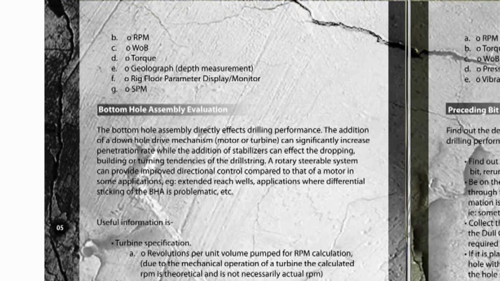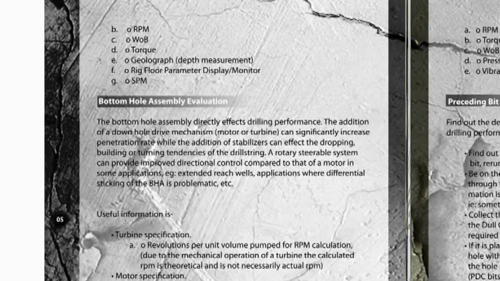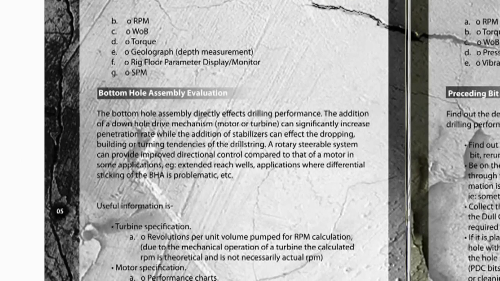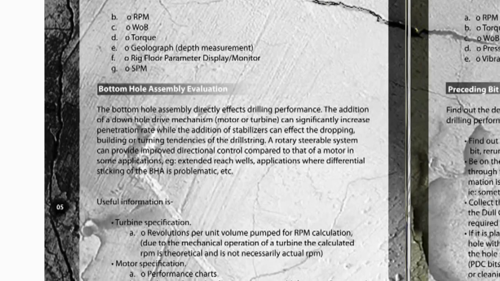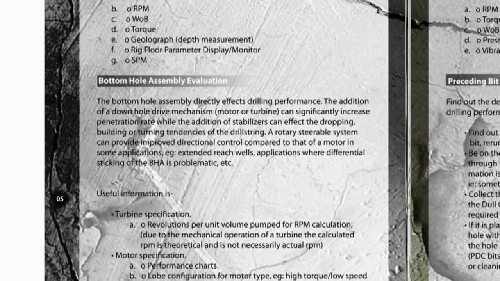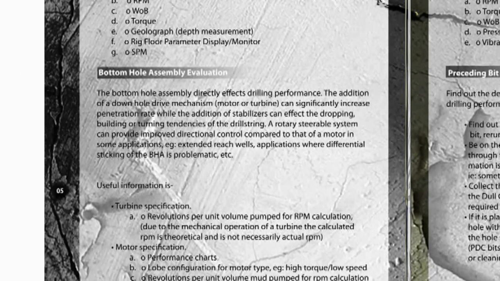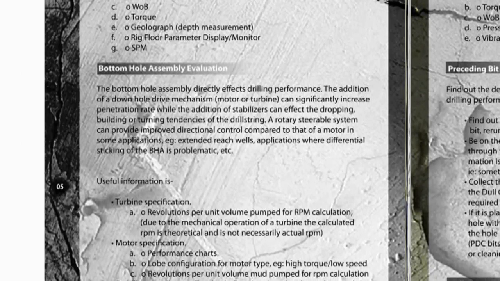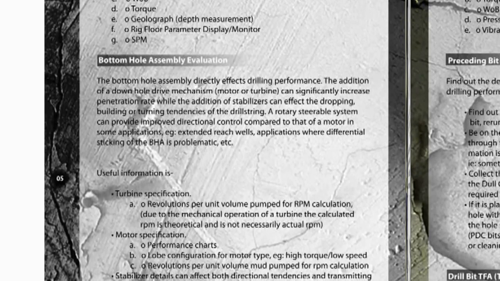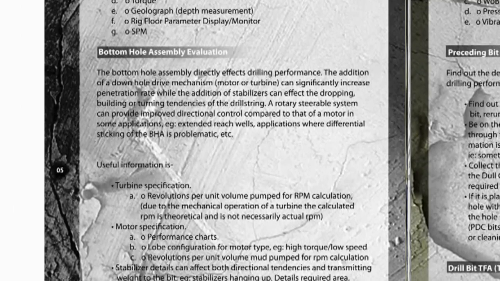Bottom hole assembly evaluation. The bottom hole assembly directly affects drilling performance. The addition of a downhole drive mechanism, motor or turbine can significantly increase penetration rate, while the addition of stabilizers can affect the dropping, building or turning tendencies of the drill string. A rotary steerable system can provide improved directional control compared to that of a motor in some applications, for example, extended reach wells, applications where differential sticking of the BHA is problematic, etc.